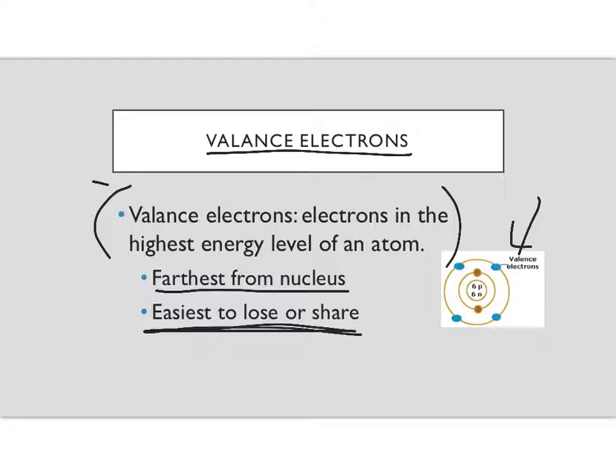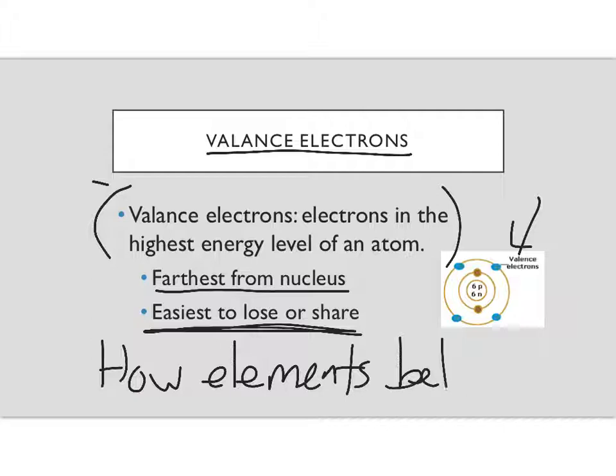And this tells us a lot about how elements behave. That means how reactive they are, what other elements they will combine with, and in what ratios they will combine. So valence electrons are very important.